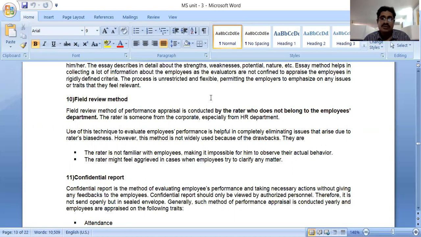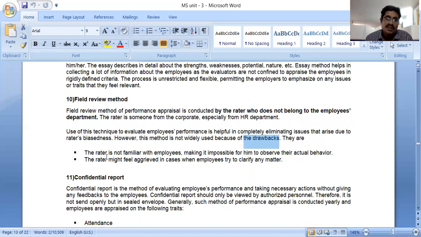Here we need to know two drawbacks. So look here, drawbacks. Those are, the rater is not familiar with the employees. Another department hierarchy will check the performance of another department's subordinates. For example, the CSE HOD will check the performance of ECE employees, and the ECE HOD will check the performance of mechanical department staff. This type of cross-departmental performance appraisal is called the field review method.